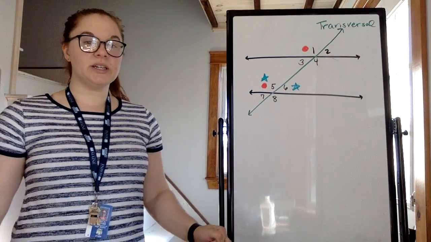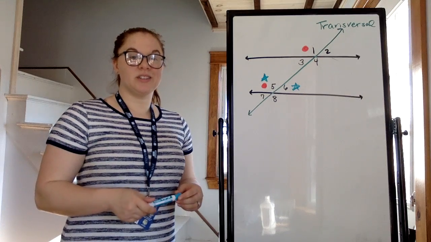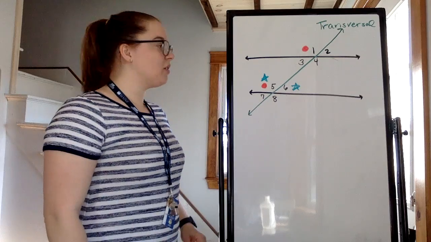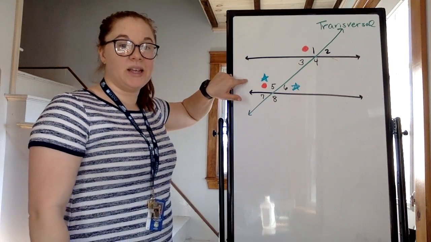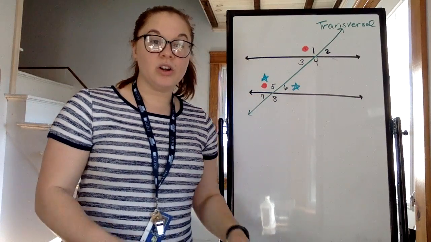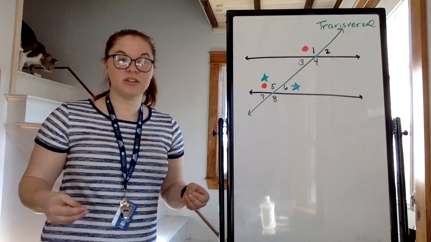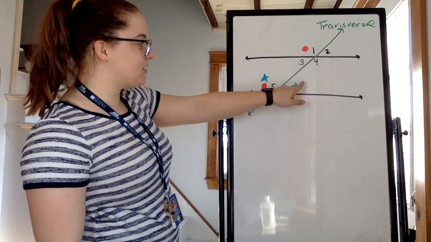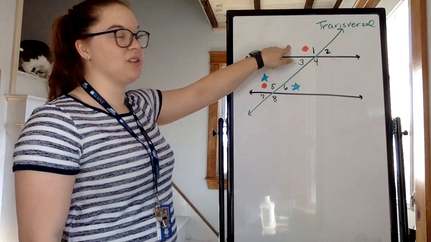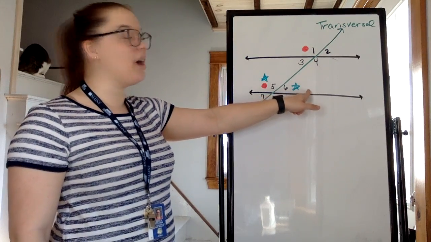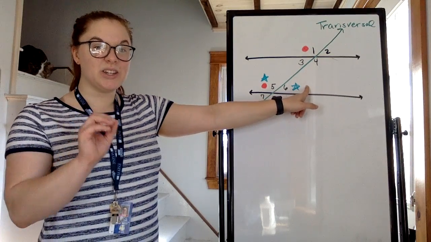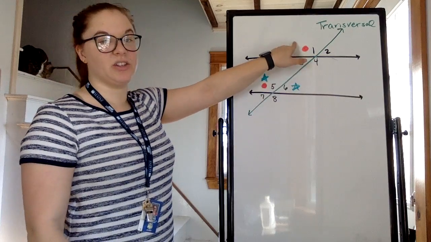So what we do here is we are using these ideas to realize that we know 1 and 5 are the same size and 5 and 6 add up to 180. So our alternate interior angles are 1 and 6, where they aren't in the same place on the transversal, but they do add up to 180 degrees. And the important piece here is they're on opposite sides of that transversal.